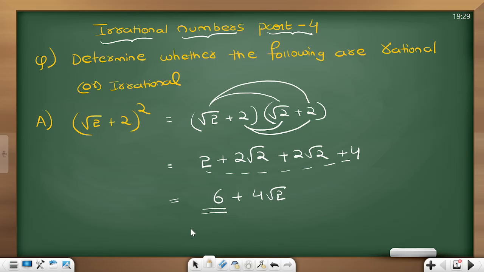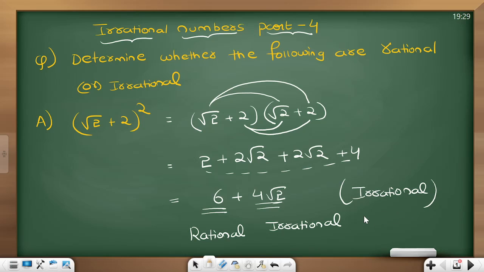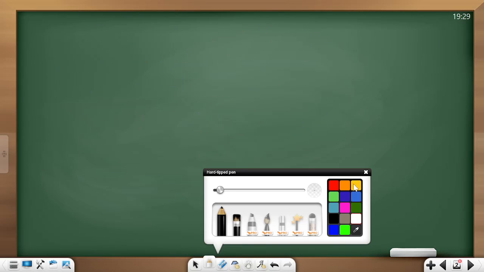This is a rational number and this is an irrational number. A rational number plus irrational number finally is an irrational number. Therefore root 2 plus 2 whole square is an irrational number. I am going ahead for the next question.